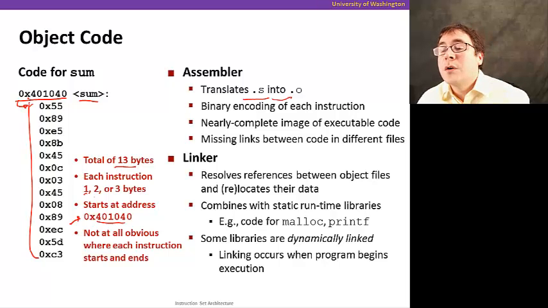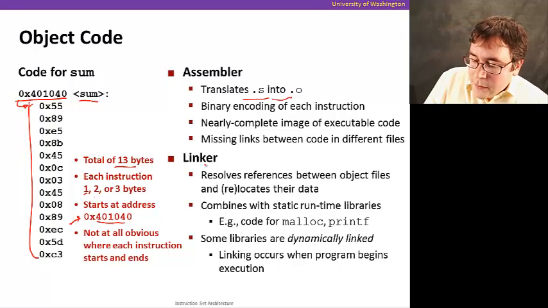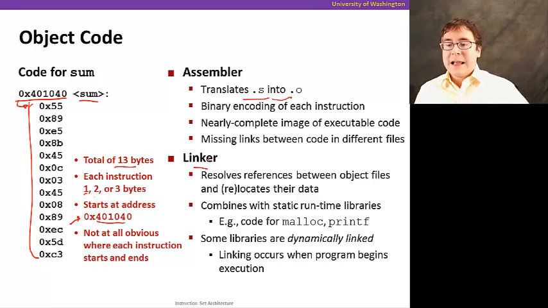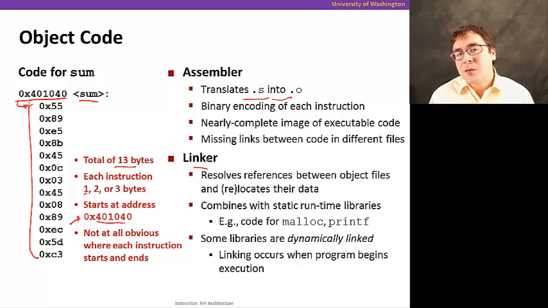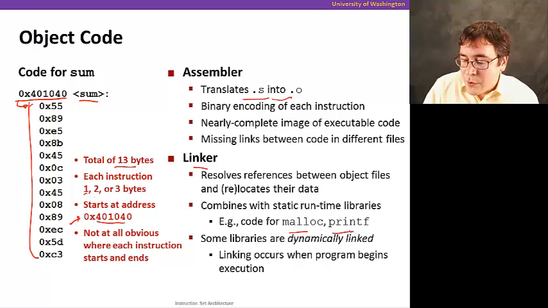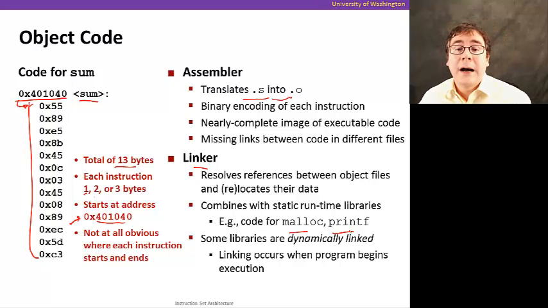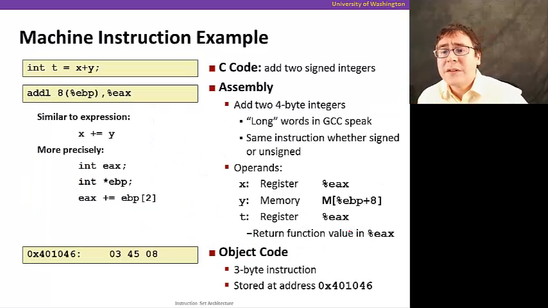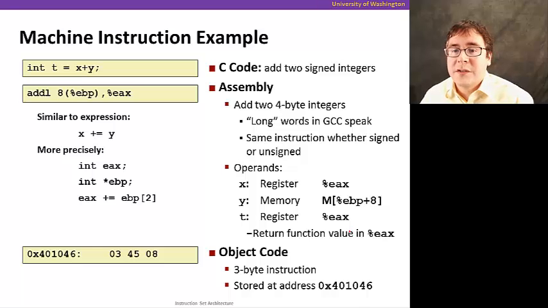Now, I mentioned this briefly before: what the linker does is resolve symbolic names that are embedded in the object code, and also link what's missing. If your code happens to use system library functions like malloc to allocate memory or print stuff on the screen, this has to be linked. Your code has to point to the right place in these libraries. All right, let me show you an example of a machine instruction again.